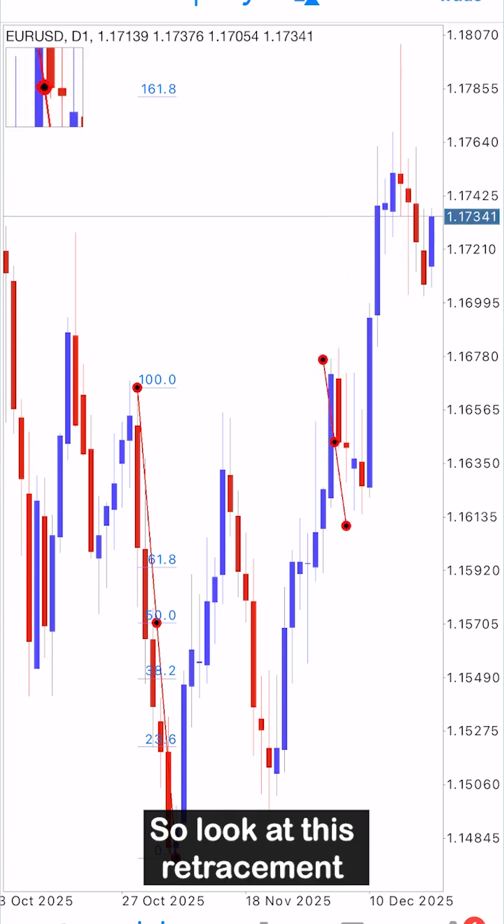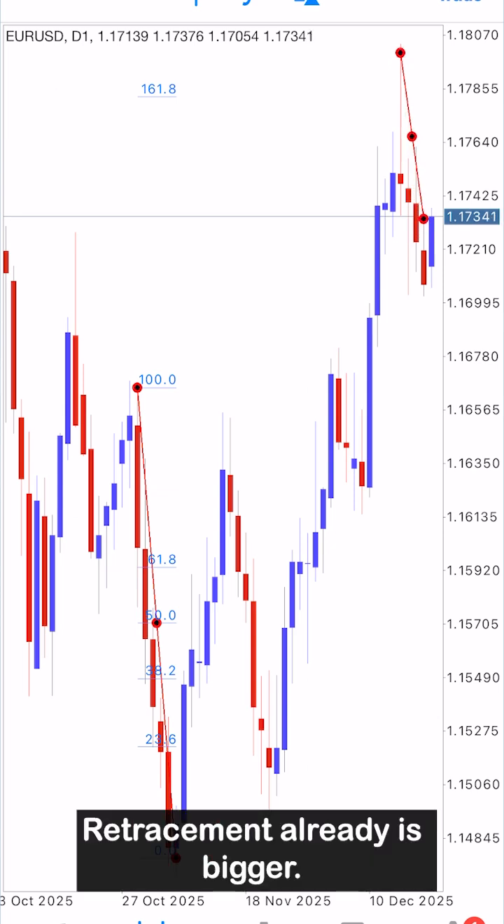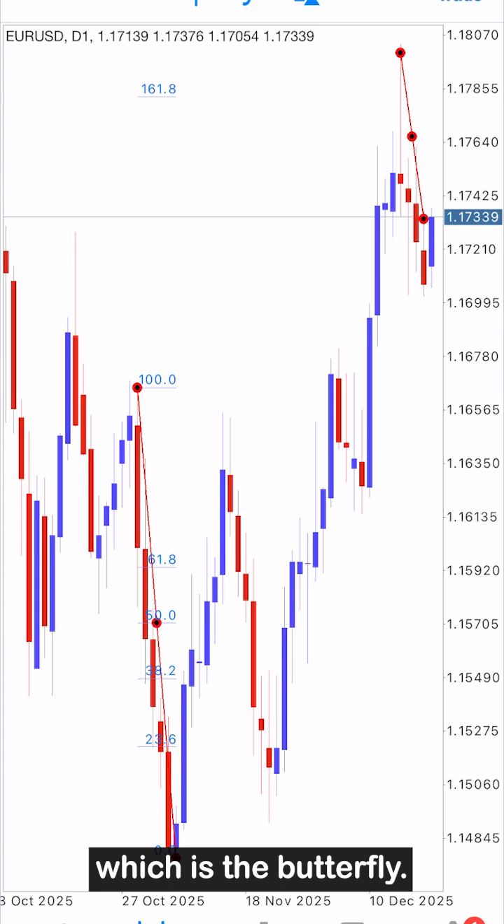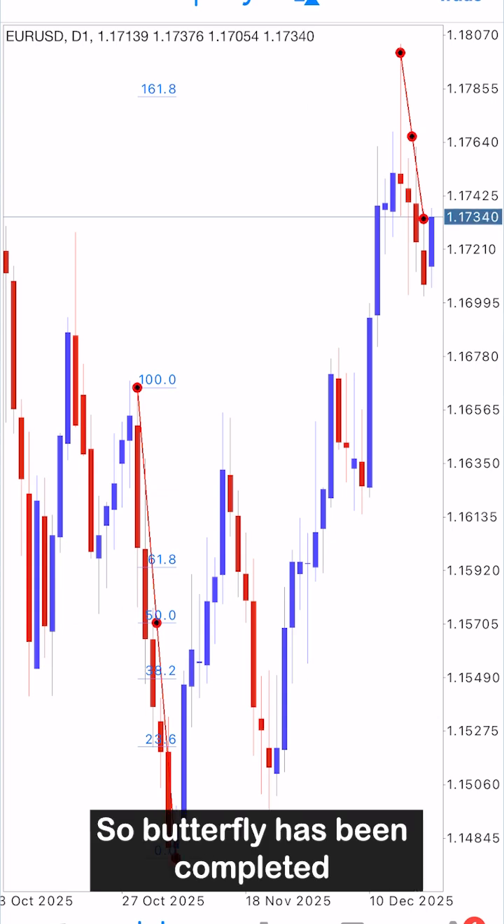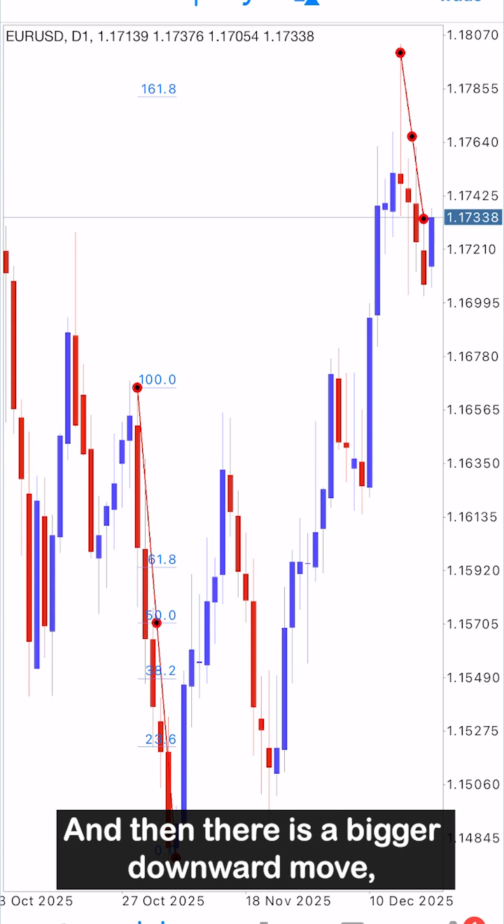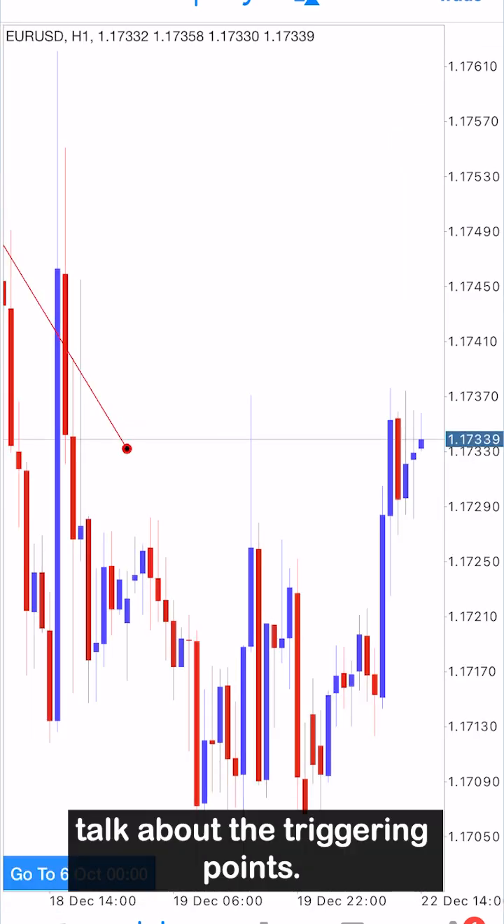So look at this retracement and this retracement. The retracement already is bigger. And there are two things in our favor here. Number one is the reversal pattern, which is a butterfly. The butterfly has been completed with 161.8% extension. And then there is a bigger downward move, upward retracement. And now let's talk about the triggering point.